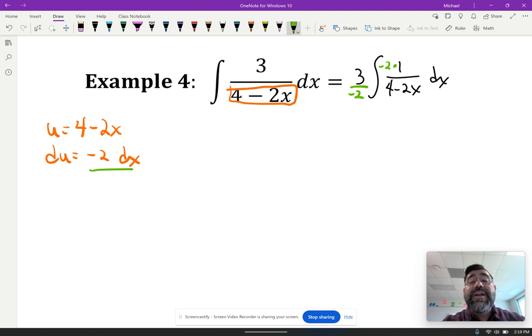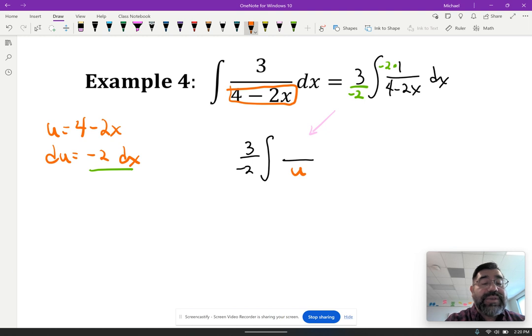I haven't changed the value of the integral, but I made the integral so that now I can say on the outside, I have 3 over -2 integral. On the bottom, in the denominator, I have u. In the numerator, I have -2 times dx, which is du. So let me replace that in green, du. So here I had what I needed. I can replace it that way. I can also write this over here to the side and just say, oh, that's 1 du.